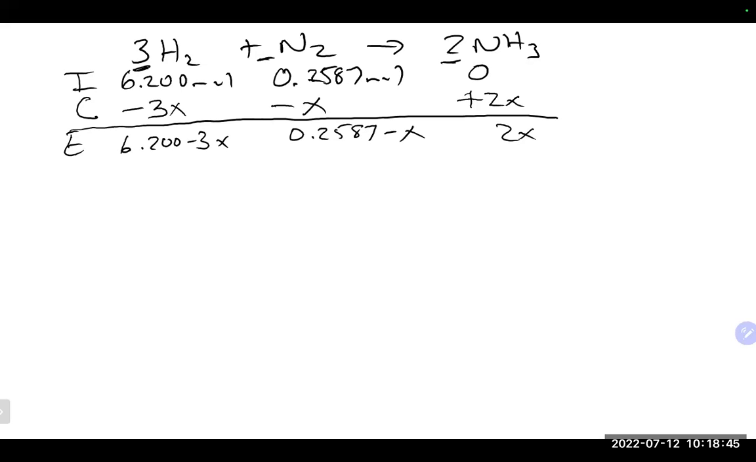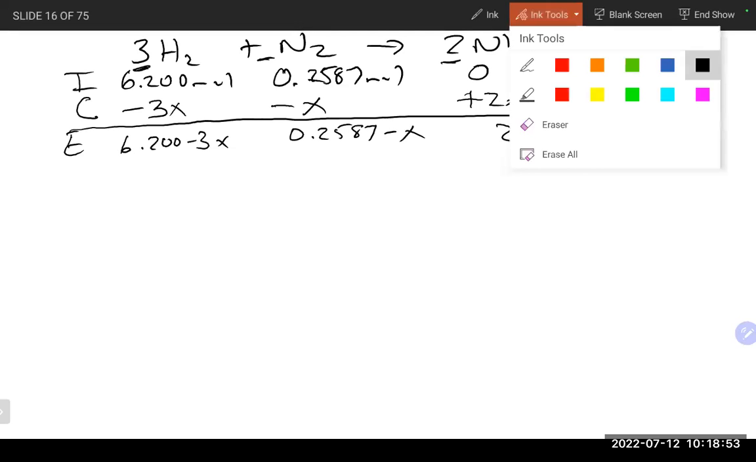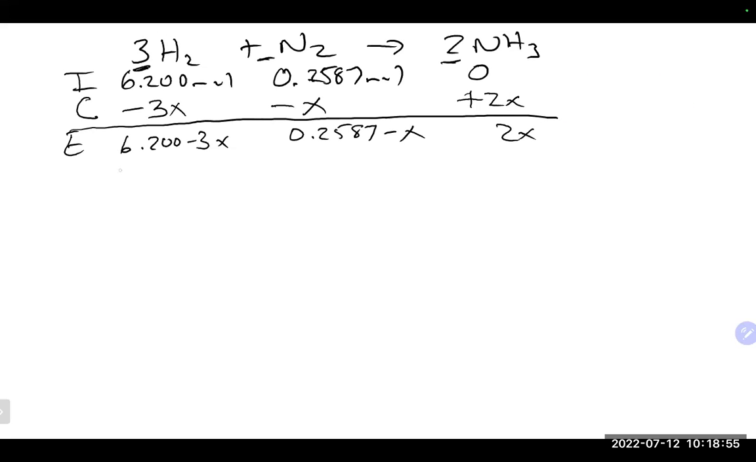At this point, this is where we could do our little calculation to figure out which one's the limiting reagent. We're going to set each of these guys equal to 0, so we could do that. So this would be 6.200 minus 3X is equal to 0. We're basically going to bring the 3X to the other side and divide by 3. That would give us 6.2 divided by 3, gets us an X value of, we'll call it 2.067 moles.